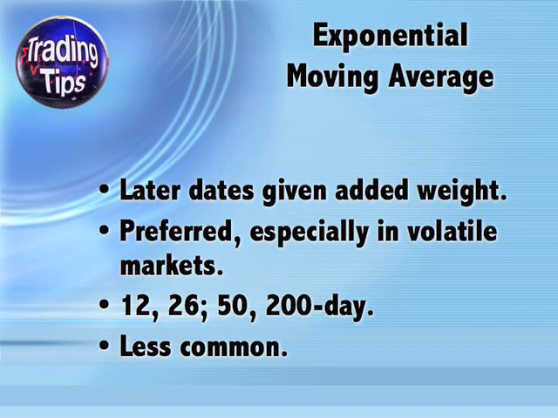Now let's look at exponential moving average, or EMA. The difference between SMA and EMA is that while a simple moving average treats all data equally, the exponential moving average gives extra weight to the later dates. Some traders prefer this, especially in volatile markets, because they say a stock's price 50 days ago, while relevant, is not as much so as its more recent prices, especially if the market as a whole has shifted directions or picked up in terms of volatility.